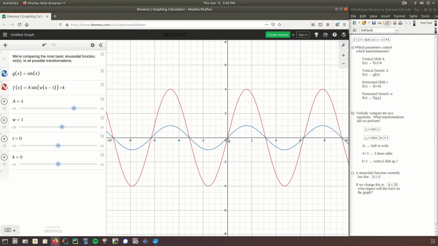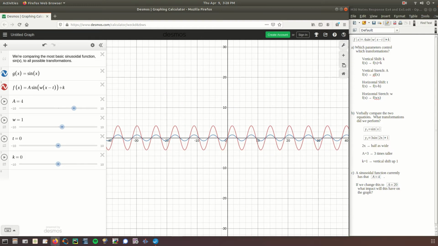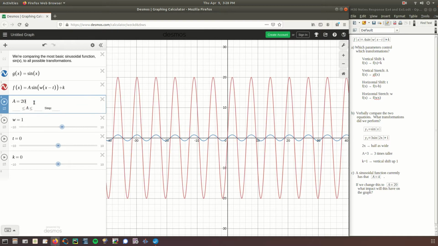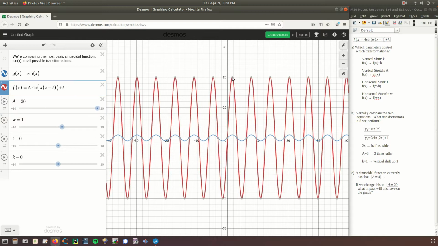Well, one thing I can do is I can go ahead and zoom out here. I know that if I set my a value to 20, then I expect my heights on my graph to get to a height of 20. I could set my a here to 20, and I can see that we get this really extreme vertical up and down action right here. It looks like we are getting to maximums and minimums of +20 and -20 here.